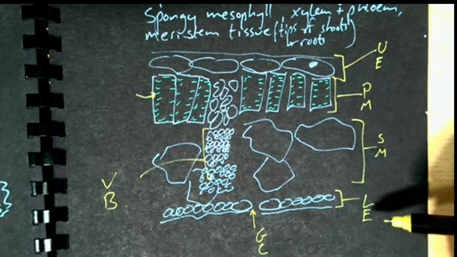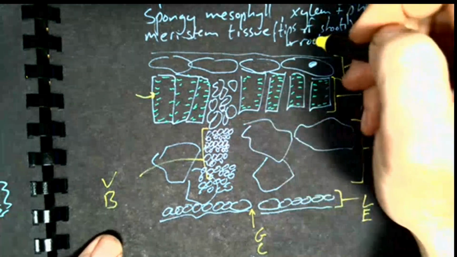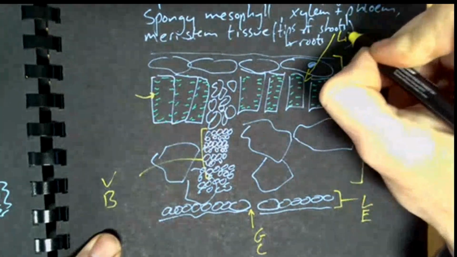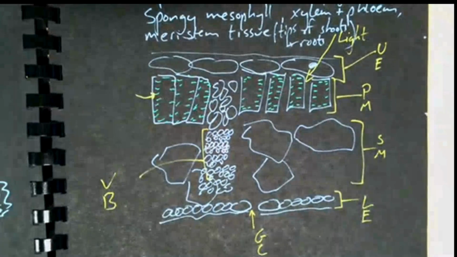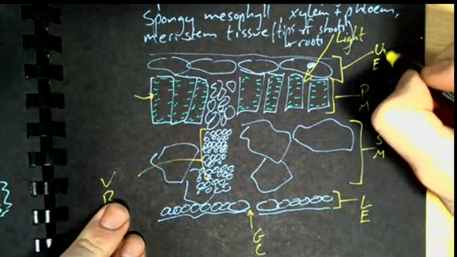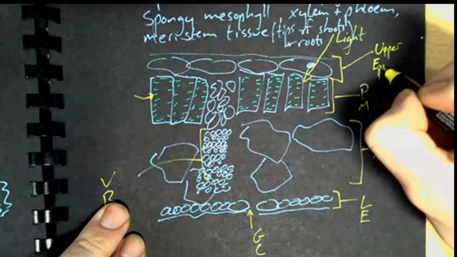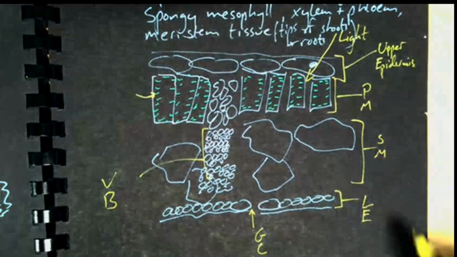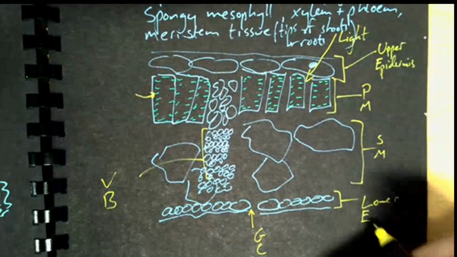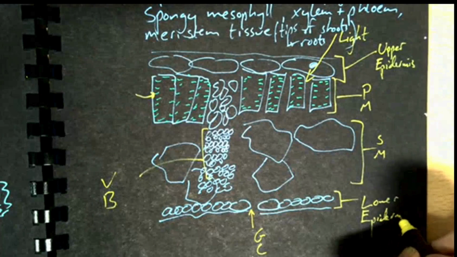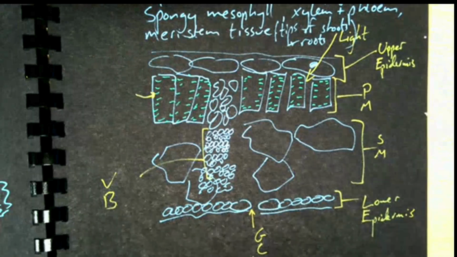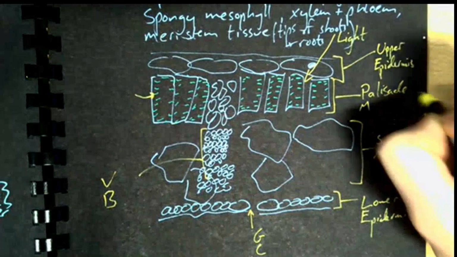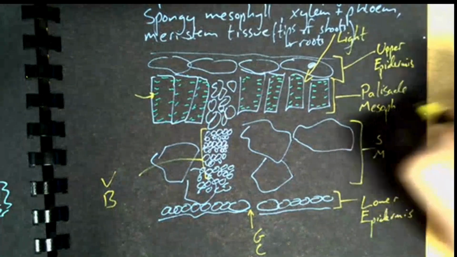So we remember we said this is the top of the leaf. So this is where the majority of the light is going to hit, and therefore this is the upper epidermis. And then by elimination, that could just be the lower epidermis. This is your palisade mesophyll.